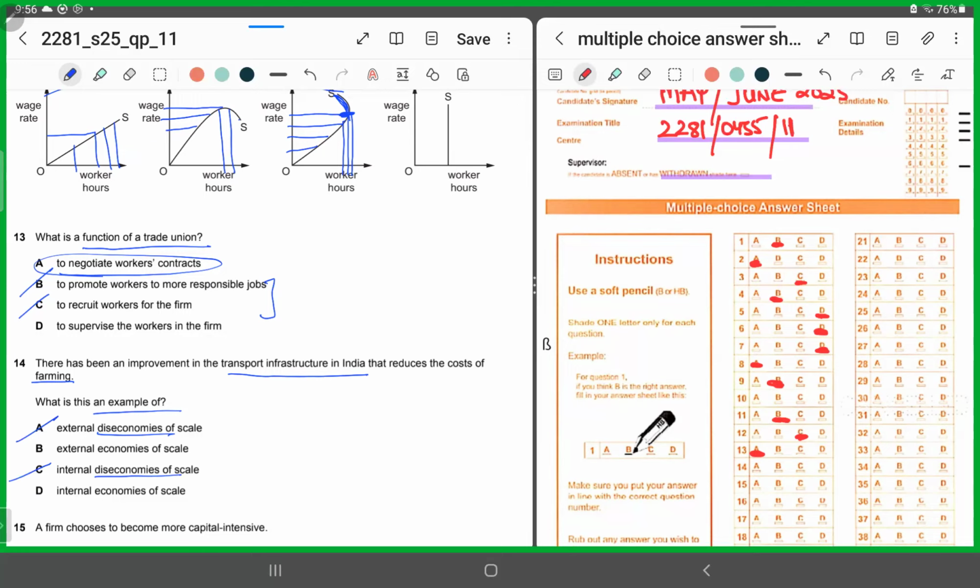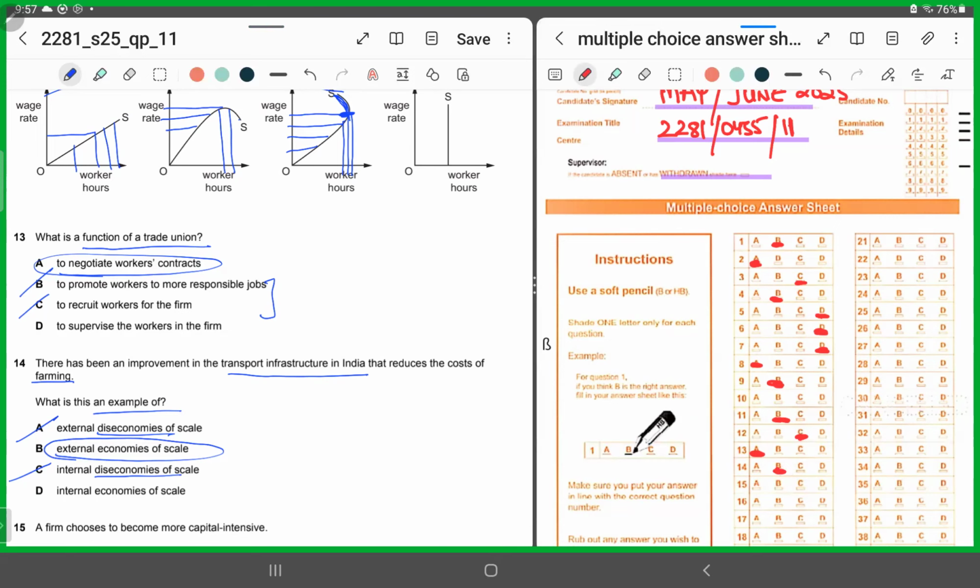It has to be what? External economies of scale. Why? Because it's an external benefit that caused the farming cost to fall, right? So the farming sector benefited from the improvement in infrastructure. Therefore, it's external economies of scale. External economies means you are benefiting from an advantage in which you were neither involved in the production nor in the consumption of a product, right? Third party advantages. So for 14, it has to be B.